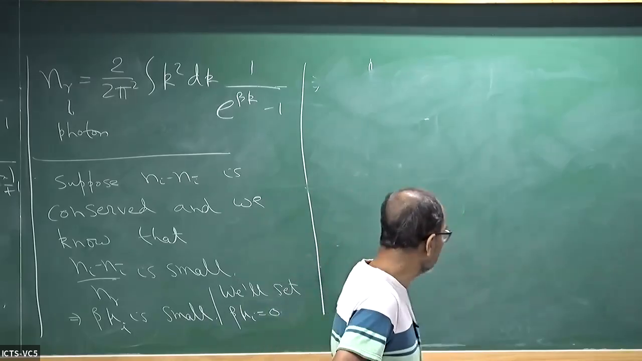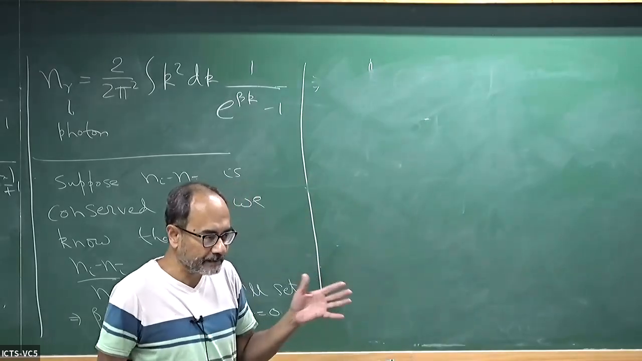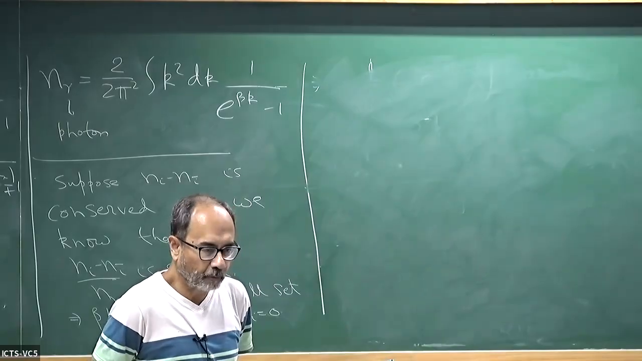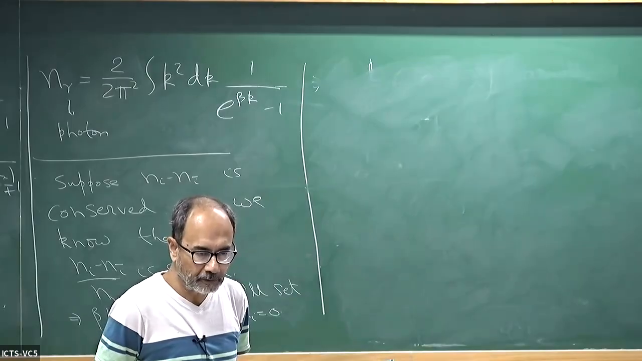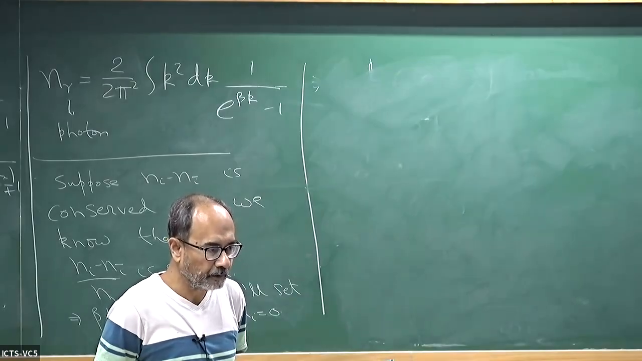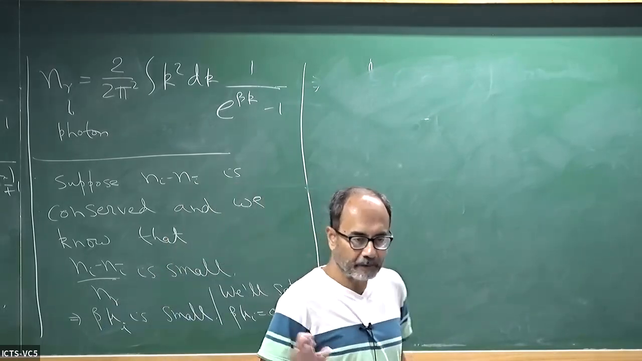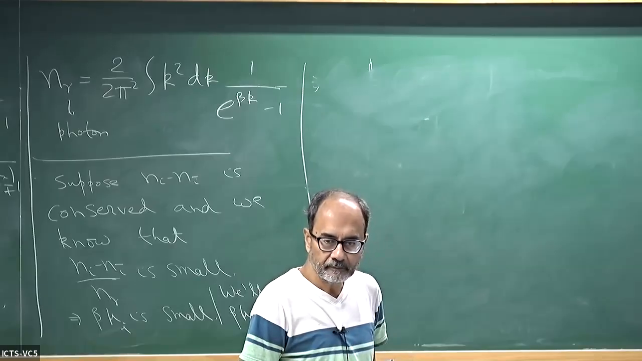If you take mu tilde to be 0, then all the mu_i's will be 0. The formula simplifies. Otherwise you can do the analysis even with the non-zero mu's, but the formula looks more complicated. So we'll proceed by setting mu equal to 0. But this assumes that the neutrino asymmetry is also small. Later on we'll try to justify it, but for now it will be an assumption. Is this clear?